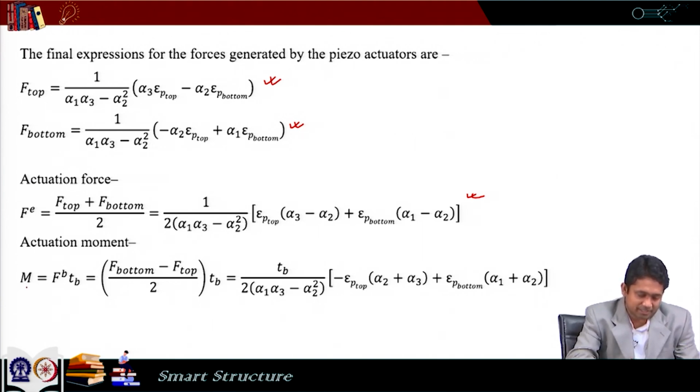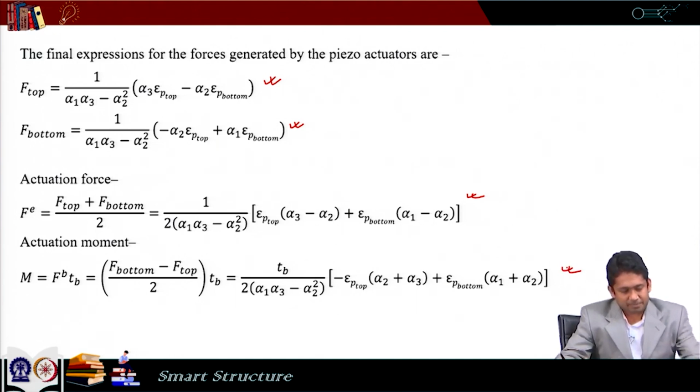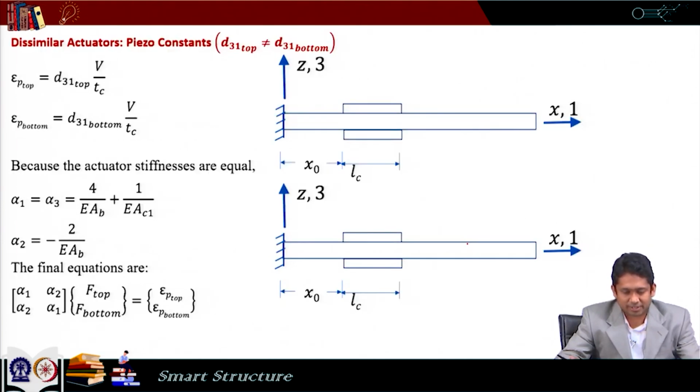So, here we have denoted this as M, we can call it M b also, because it is because of this F b. Now, this we get as the actuation moment. So, once we know these quantities, then we can solve for the deformation, stress, strain, and all of our quantities of interest.